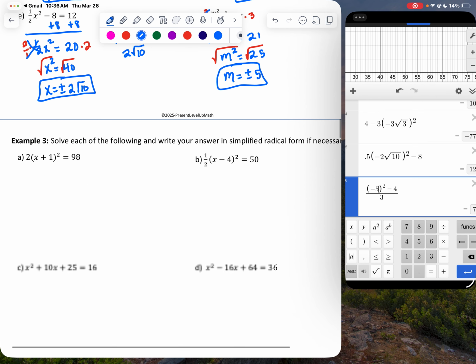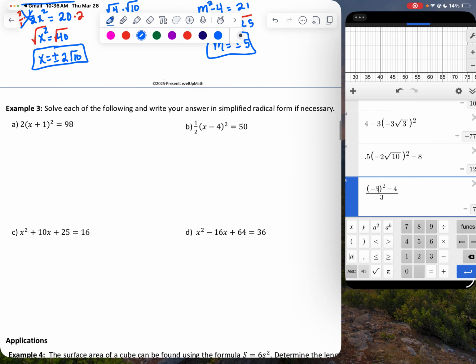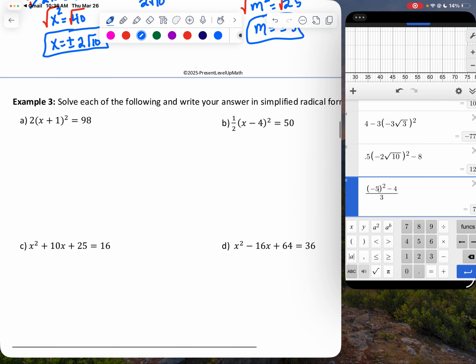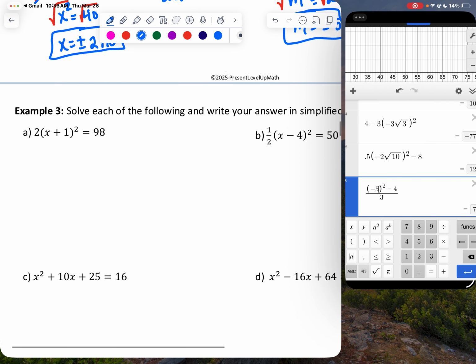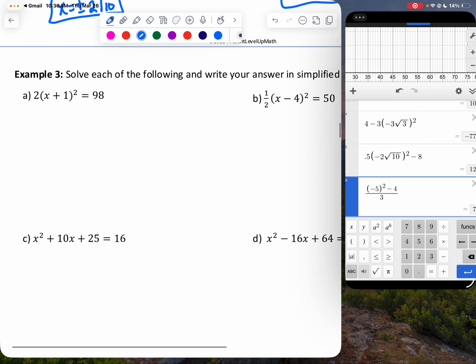All right, now in example 3, let's talk about what to do when you have a binomial squared. So when we have a binomial squared, you're still starting out by trying to get the squared term on its own. So in problem A, we have 2 times the quantity x plus 1 squared, is equal to 98. So if I want to get this squared term by itself, I need to divide both sides by 2.